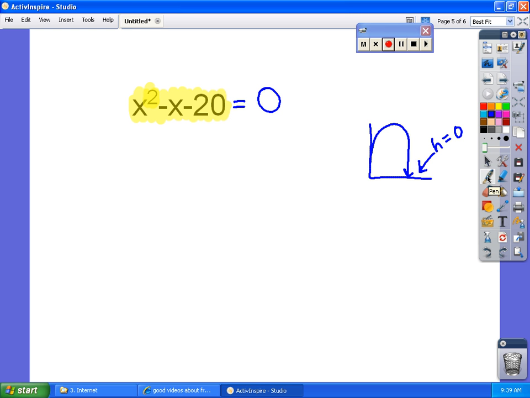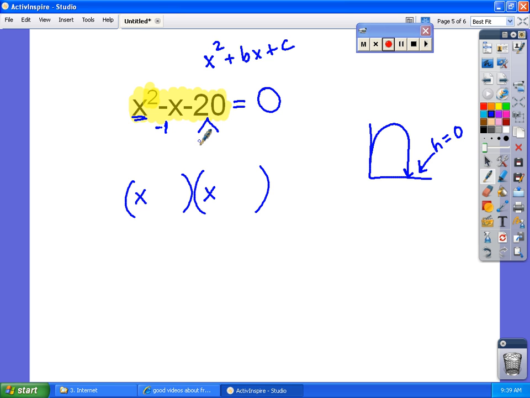So I notice that it's in this form, x squared plus bx plus c, even though you could have minuses, remember. So I remember that for this type of problem, I can factor into two binomials. The x squared gets broken into x and x, and then to find my other two numbers, I need to say, what are the two things that multiply to negative 20, but add to negative 1?